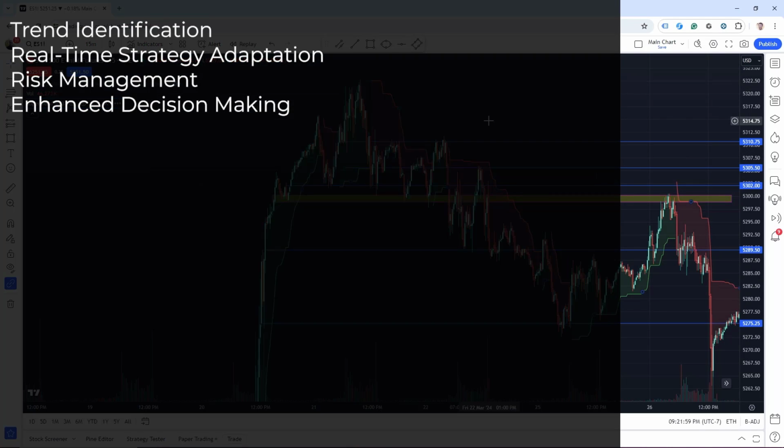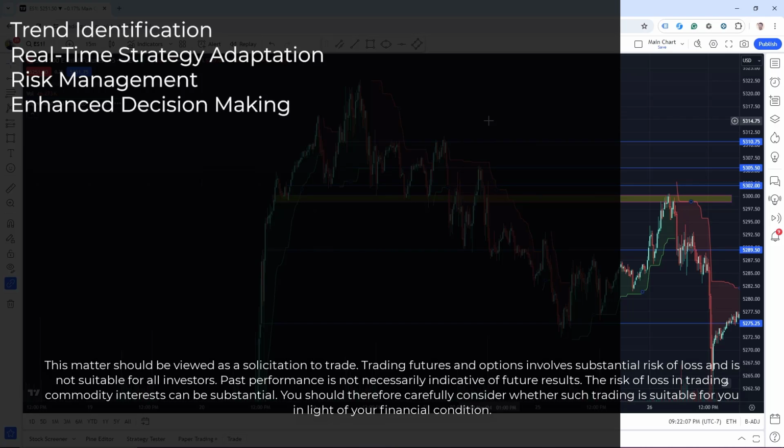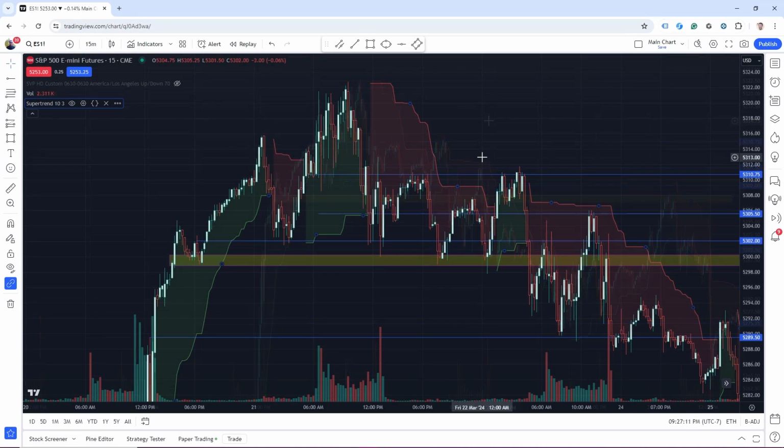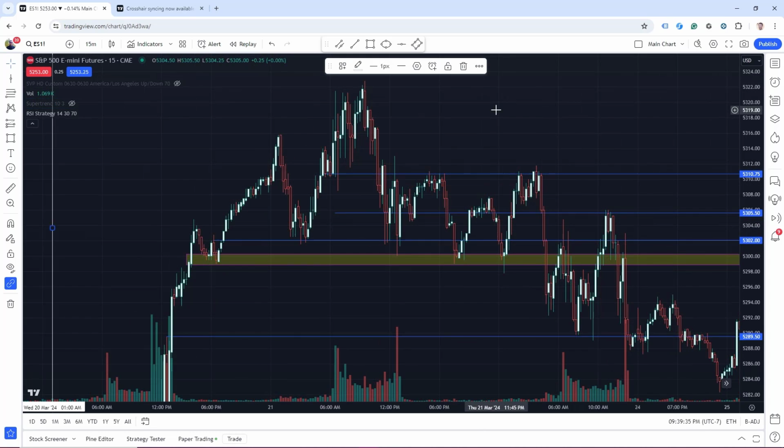There are a number of different applications with the SuperTrend indicator in day trading futures: trend identification, real-time strategy adaptation, risk management, and enhanced decision-making. A simple strategy we could use with the SuperTrend indicator is to identify our original thesis and then only take short trades when price is below the red SuperTrend line, or buy trades when price is above the green SuperTrend line. The third indicator we'll go over is the RSI.